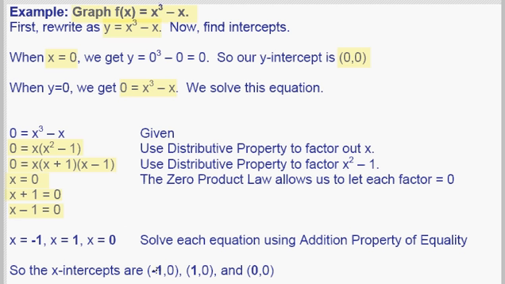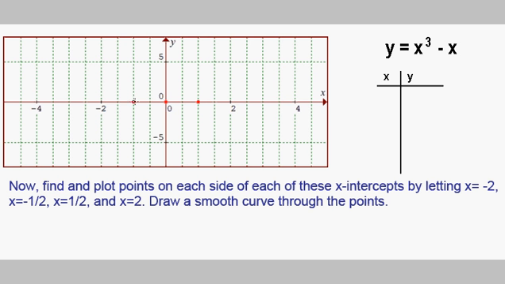So the three x-intercepts are negative 1, 0, 1, 0, and 0, 0. 0, 0 happens to be both an x-intercept and a y-intercept. Now we're going to graph these. We plot the points negative 1, 0, 0, 0, and 1, 0.